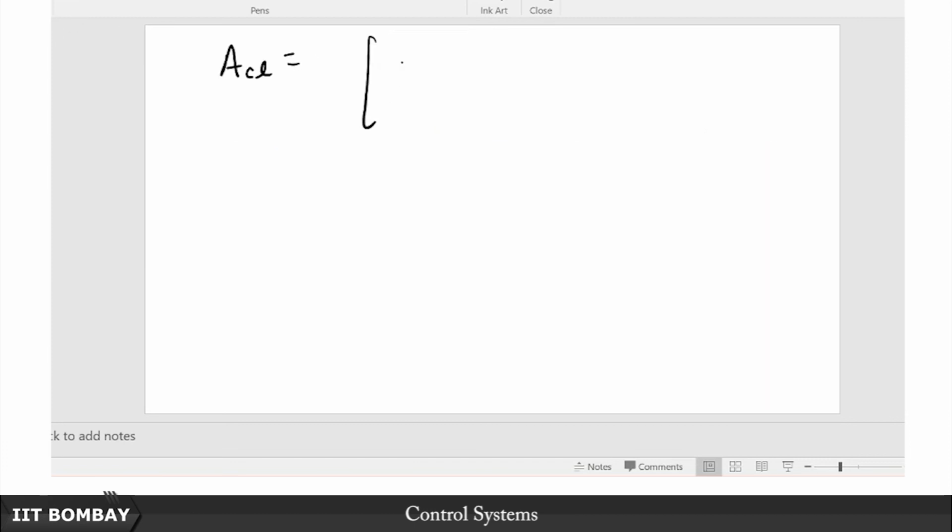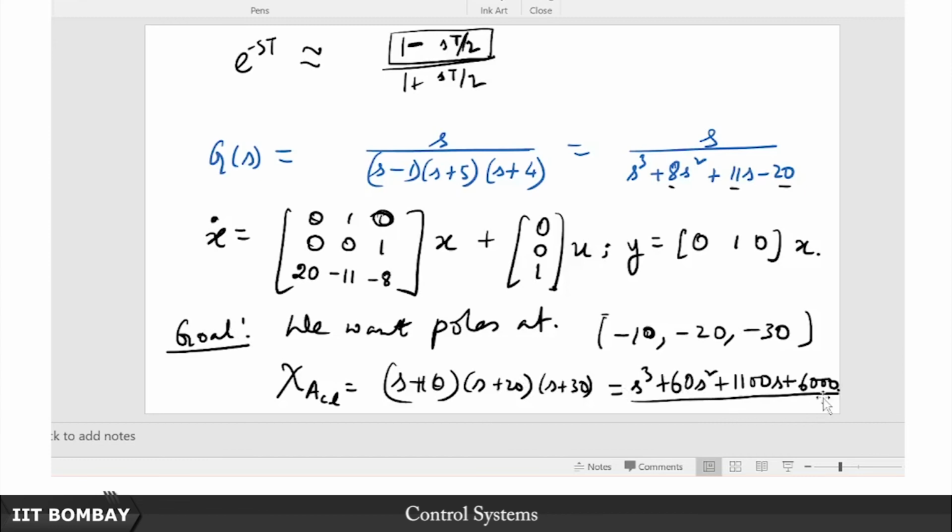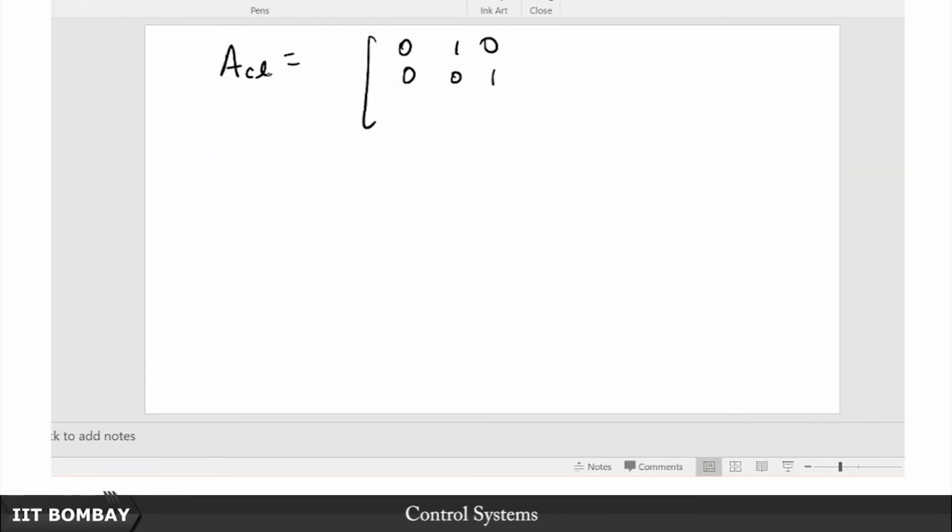This ACL, the desired ACL, is going to be 0, 0, 1, and the last row is going to be filled up with minus 6000, minus 1100, minus 60. I hope I have not goofed up. So what is this ACL? ACL is going to be A plus BK, and I know A and ACL, I know B, the only thing I need to determine is K.